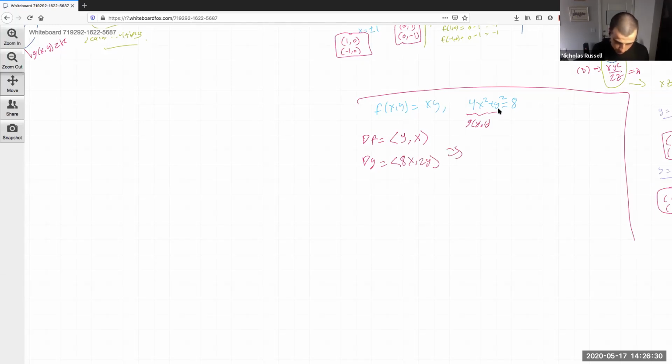And then we can satisfy the Lagrange multiplier method, which is the gradient of f equals the gradient of g times the Lagrange multiplier. Which will give me y is equal to 8 lambda x. It will also give me x is equal to 2 lambda y. And lastly, it'll give me the constraint, which is 4x squared plus y squared is equal to 8.